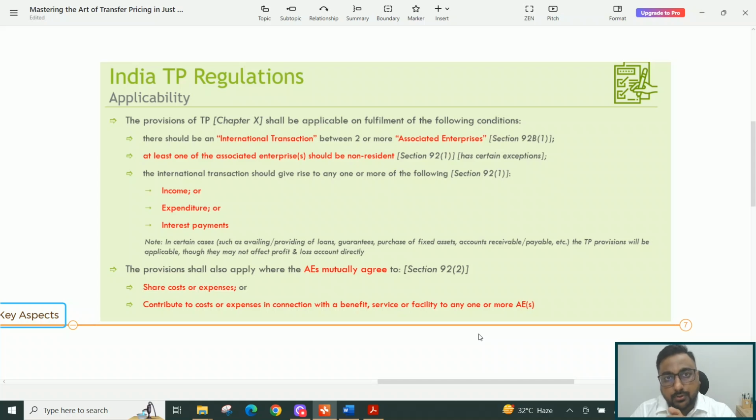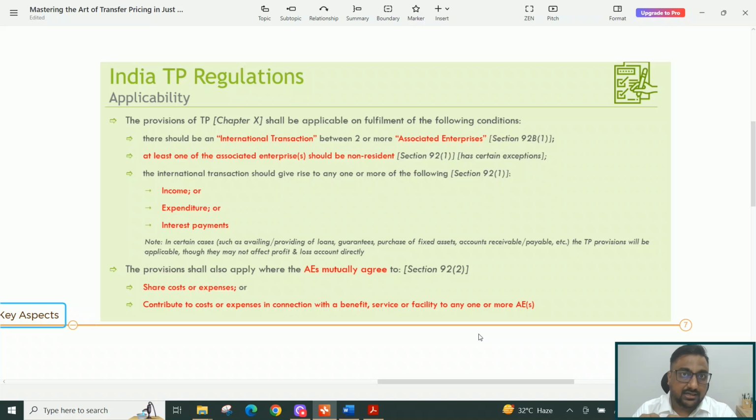I have also put one note that in certain cases such as availing or providing of loans, guarantees, purchase of fixed assets, accounts receivable, payable, etc., still the TP provisions will be applicable, though they may not affect profit and loss directly. There could be a question whether a dividend payment to the shareholder can be considered under the income tax transfer pricing provisions or not. The answer would be no, because it doesn't affect my profit and loss.